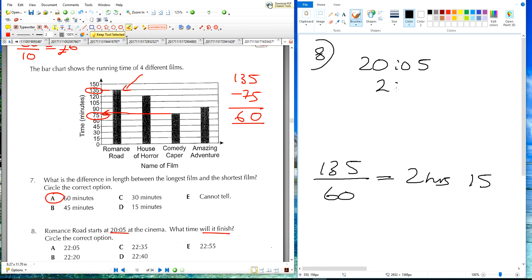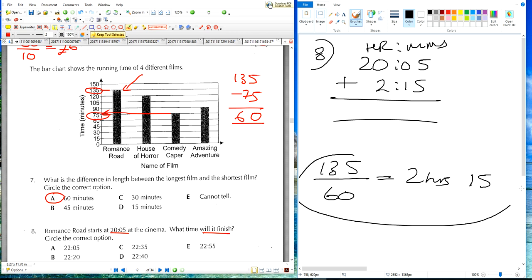So we've got to add 2 hours and 15 minutes. Remember, this is the hour side, this is the minute side. So that's what 135 minutes is worth. So we're going to end up now with 20 on the minute side and 2200 hours, 2220, which is answer B.